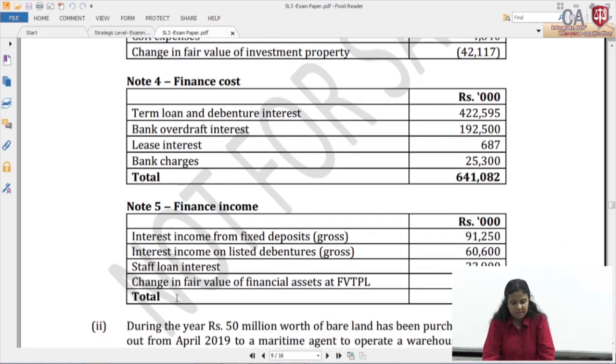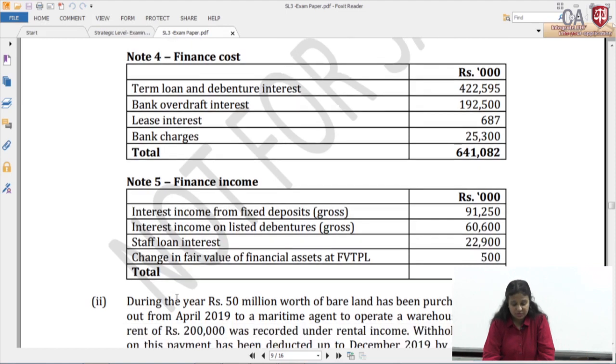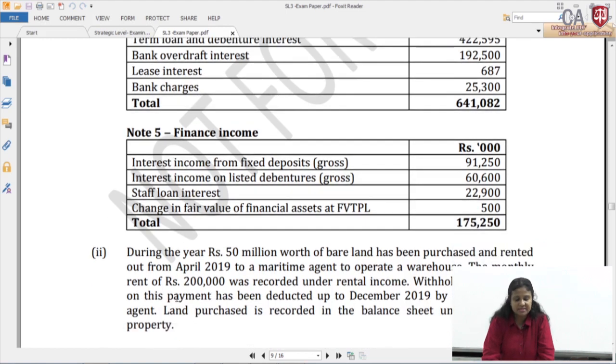Finance income, interest income from FD gross, it is investment income. Interest income on listed debentures, investment income under section 7. Staff loan interest, my business is not providing staff loans, so this is part of the investment income. Change in fair value of financial assets through profit and loss, this is again an unrealized gain. It has been included in the finance income, it should be removed from the PBT. Okay, taking 1-2 minutes, we have done the quick reading by analyzing the adjustments. Now I am starting from the adjustments to each of these expenses and income.